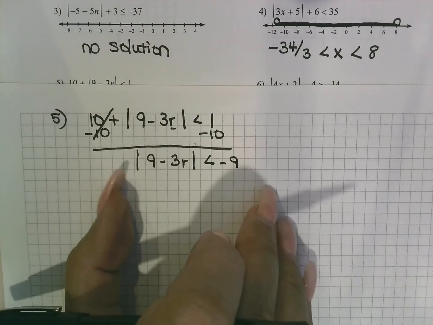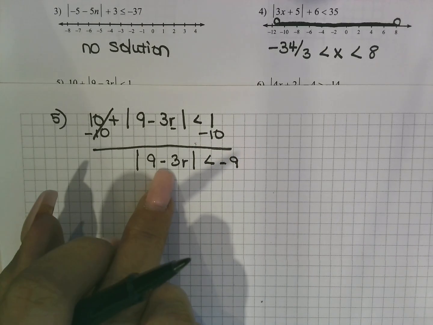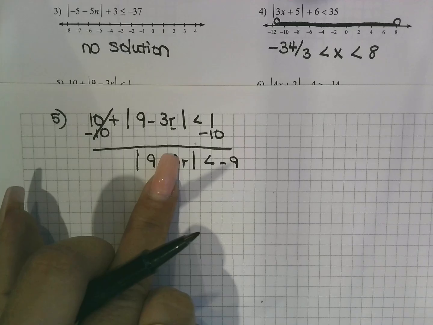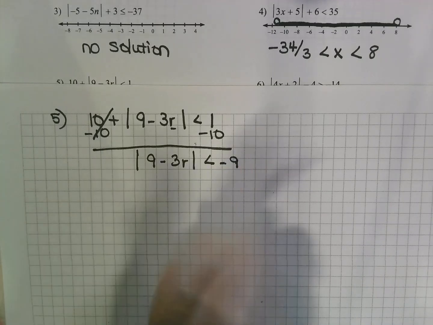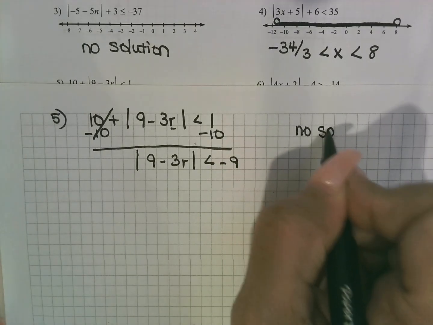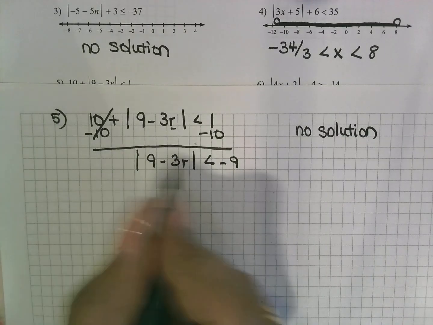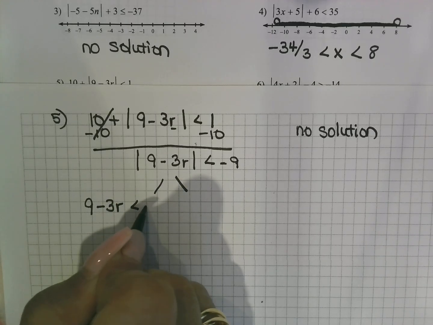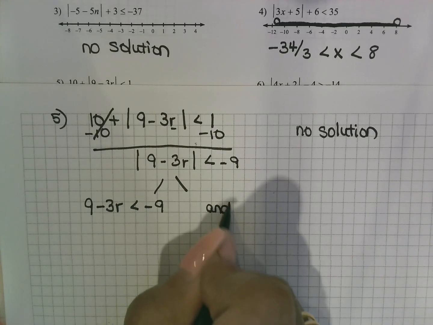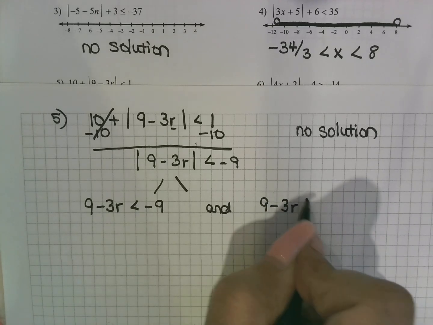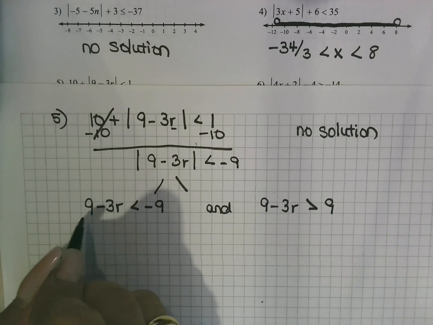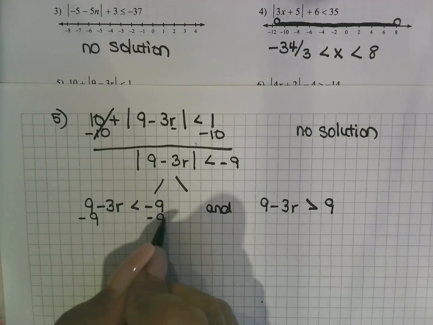And if you step back for a second, you can see that this has no solution because the absolute value of whatever is in there has to be greater than or equal to 0. It can never be less than a negative number. But let's say you didn't see that, so you'd go ahead and separate this into 9 minus 3r less than negative 9, and this is also an and, 9 minus 3r greater than positive 9, and you would solve for r, and you're going to get some sort of nonsense, and that's going to tell you that it is a no solution.